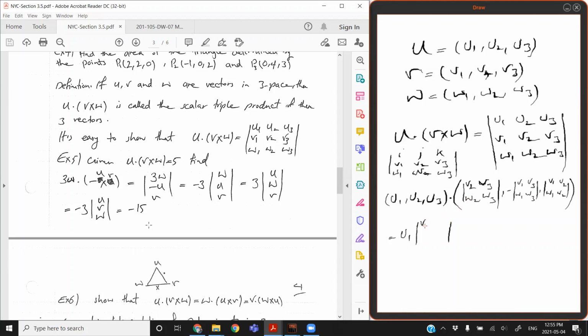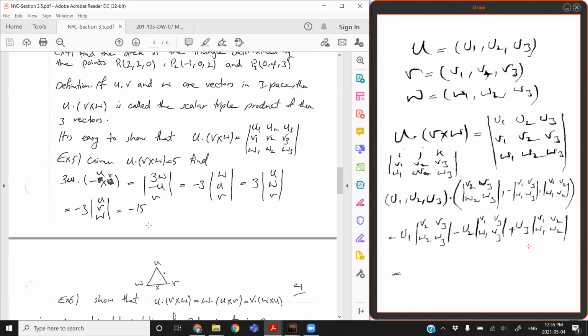But when you multiply these two using the dot product, you're going to get U1 times this, V2, V3, W2, W3, minus U2 times this one, V1, V3, W1, W3, plus U3 times the last component of the cross product, V1, V2, W1, W2.